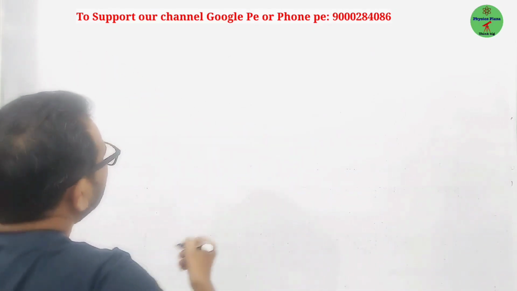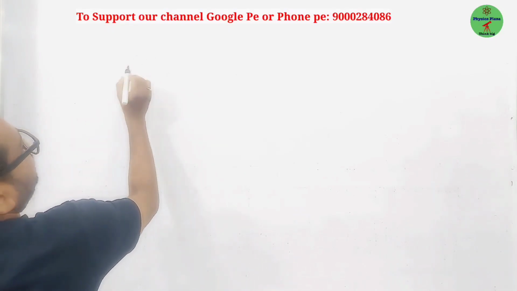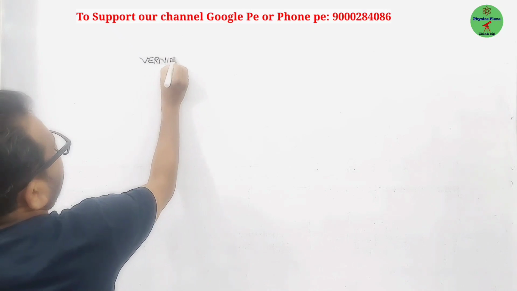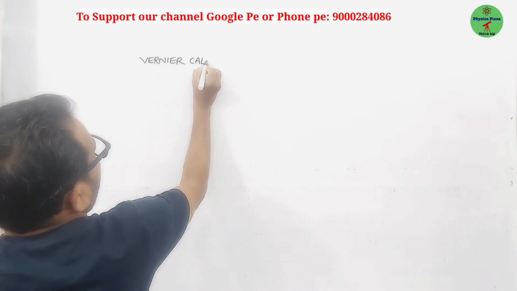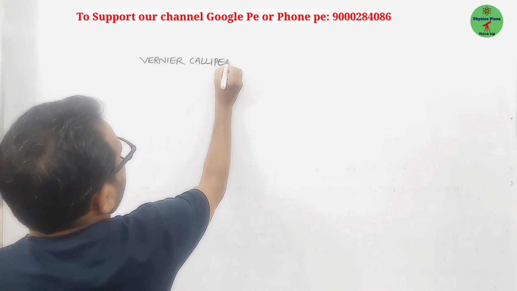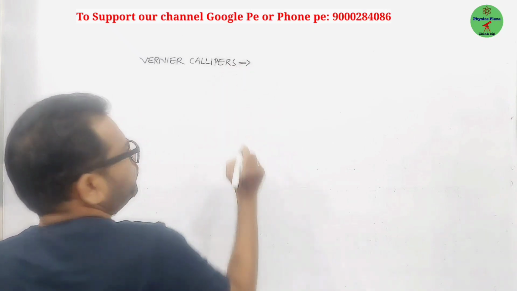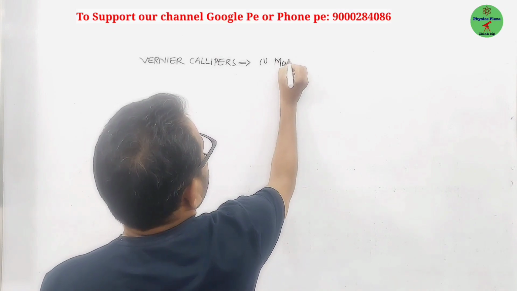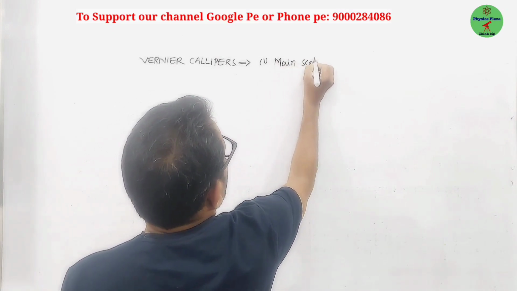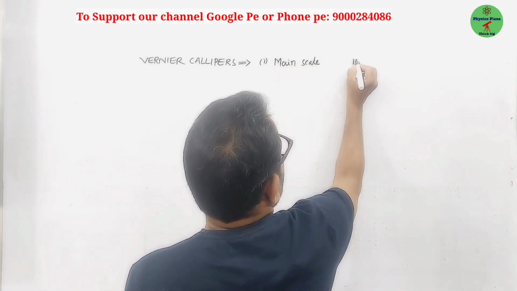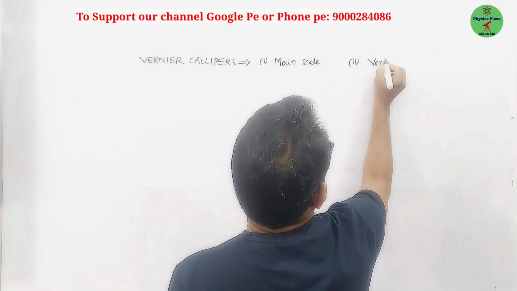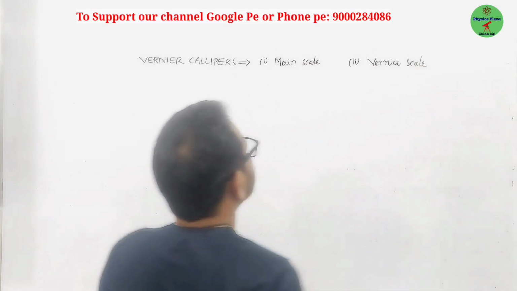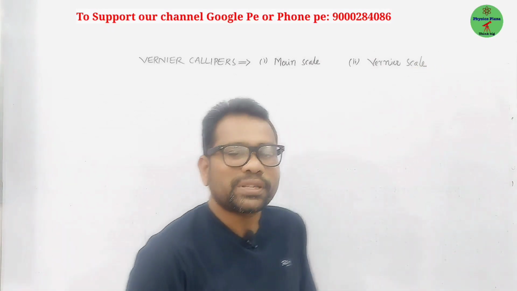Now dear children, let us first see the principle of vernier calipers. So let me write here, vernier calipers. Dear children, vernier calipers consist of 2 scales. One we can call the main scale, and the second one we can call the vernier scale. This main scale is nothing but a normal scale only.